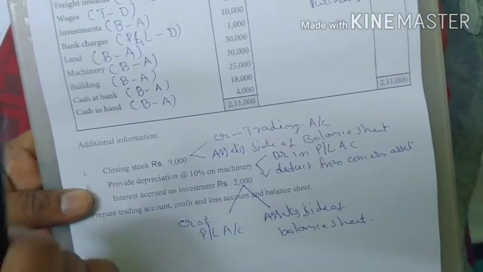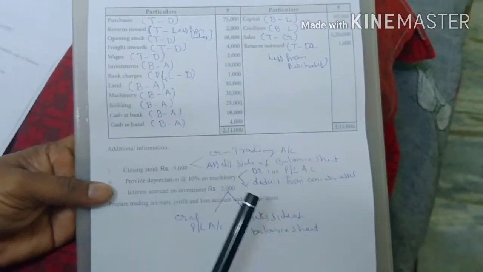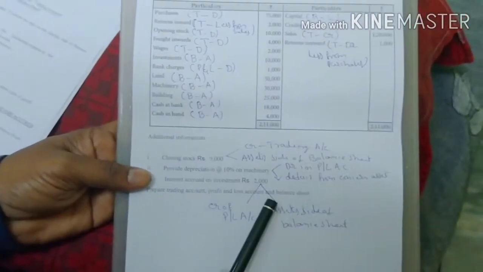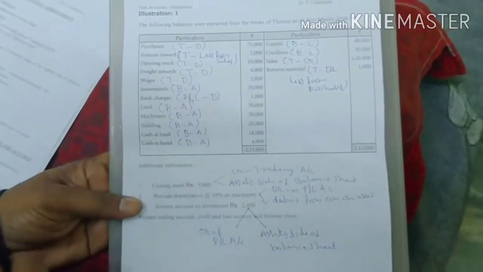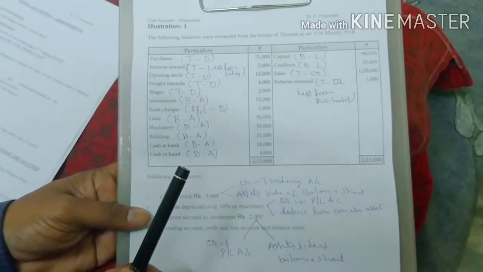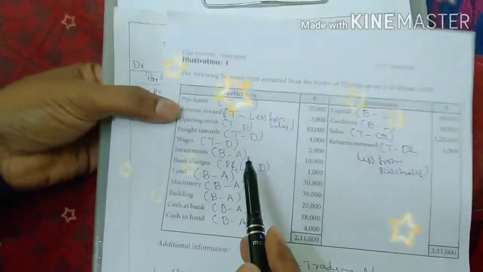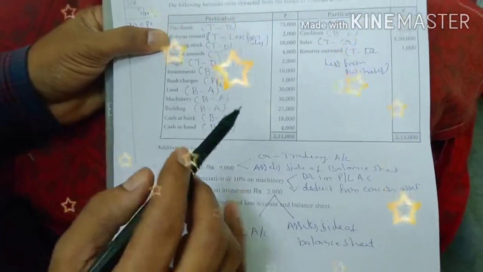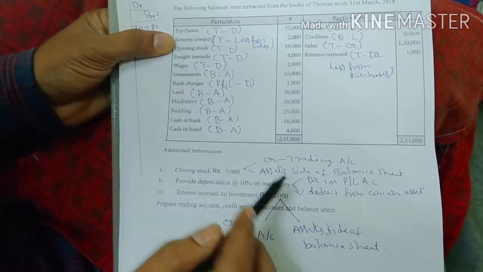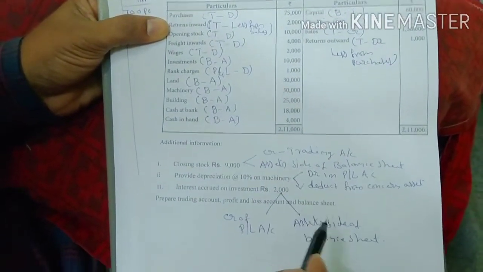Likewise, we should mention each and every activity or transaction roughly. Then it is a very easy task for us to post them in the trading account, profit and loss account, or balance sheet, as we roughly note down in the problem.